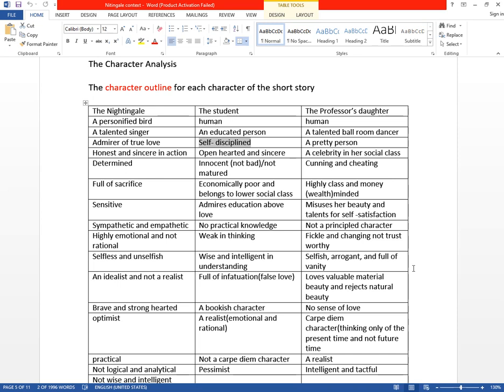The young student is also an open-hearted, sincere, honest and innocent character.